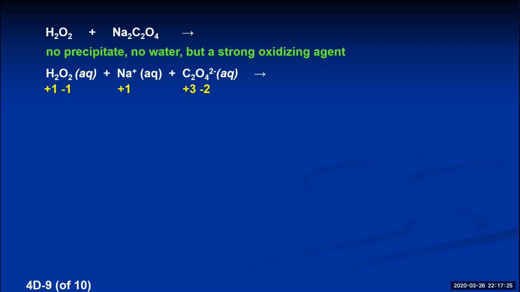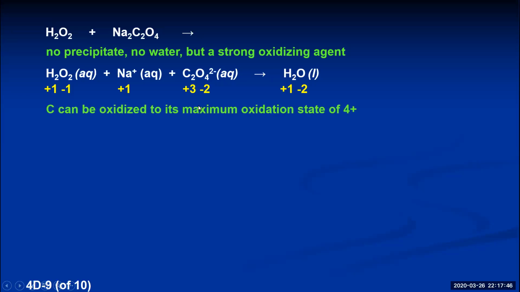The hydrogen peroxide has a very strong tendency to turn into water. When it's doing so, the peroxide oxygens are going from -1 to -2. They're going down. That's the reduction. You now have to find something whose oxidation number can go up. Hydrogen can't go up, sodium can't go up, but carbon can. Carbon has 4 valence electrons, so carbon can be oxidized up to its higher charge of +4.